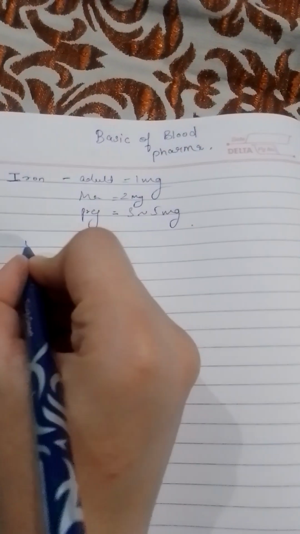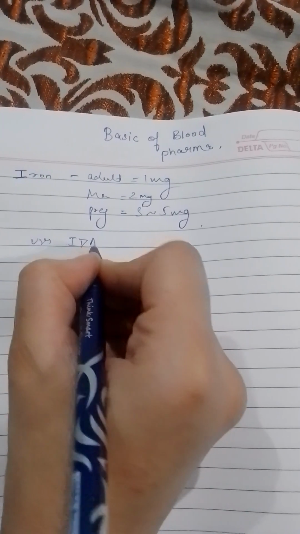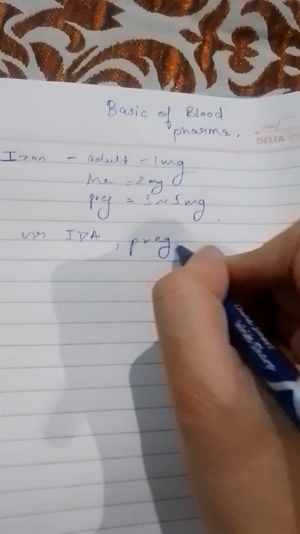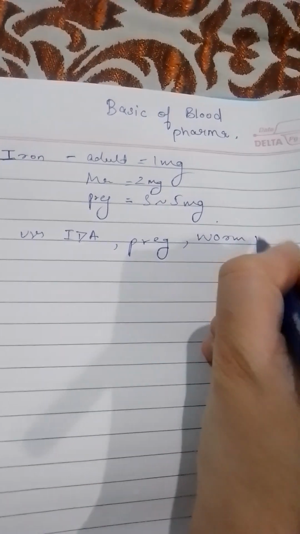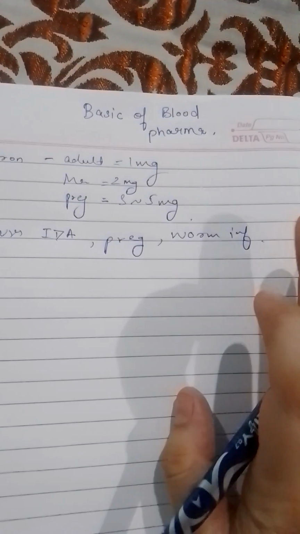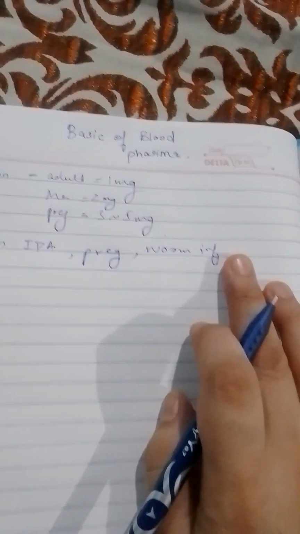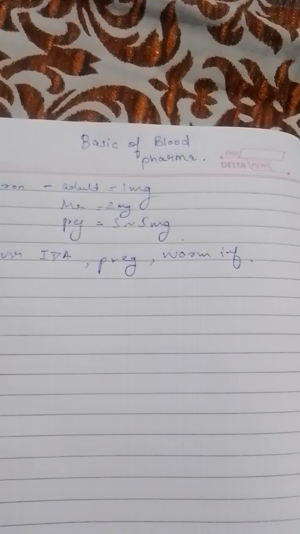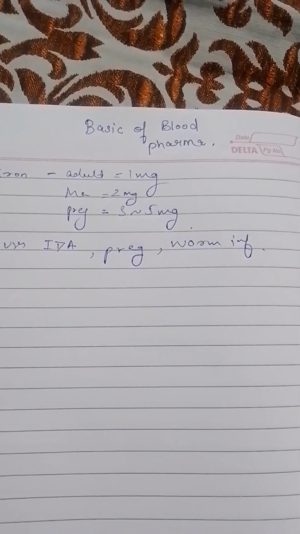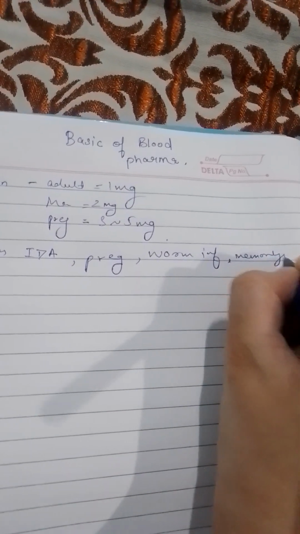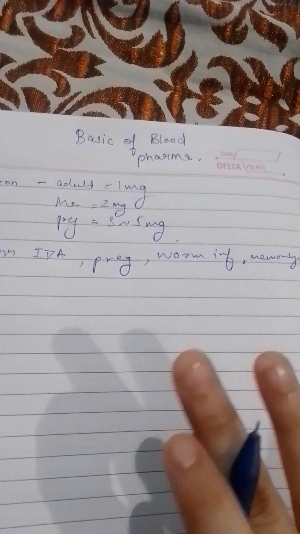So basically iron is used for the treatment of, for example, iron deficiency anemia, or if the female is pregnant. And what else, if there are worm infestations. Infestations means when someone is having worms. Those worms suck our blood from our intestine, so that's how we can get iron deficiency. So for them also we are giving it. And another case is, for example, menorrhagia, when the female is having heavy menstruation.